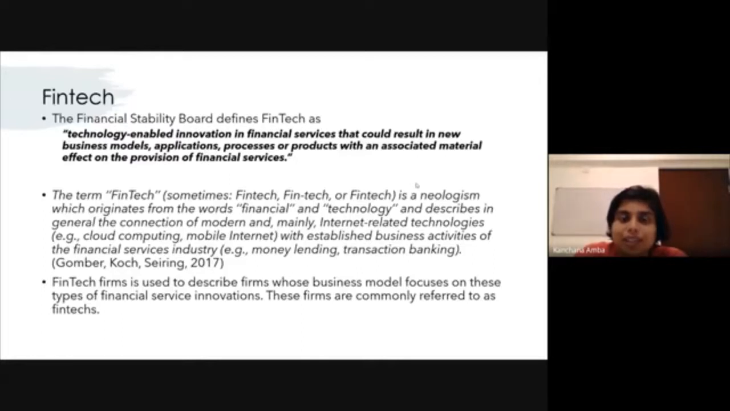So it's going to things that are existing business activities, right? In some way, they are changing, let's say, money lending or transaction banking, credit scoring, insurance, whatever it is, the traditional systems, there's an innovation involved, right? And so what fintech generally captures is there's a focus on the business model, right? If you study any fintech, you will find that there's a change in the business model, how the service is delivered to the customer.